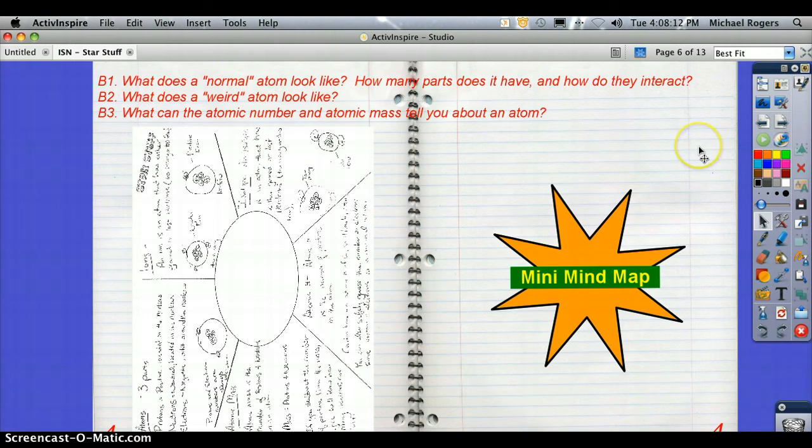And then if you remember, the next three questions, B1, B2, and B3, we decided really do fit in very nicely on just one page. And we did the atom review. So you should have your atom review notes right here, which you can just attach on the left side.